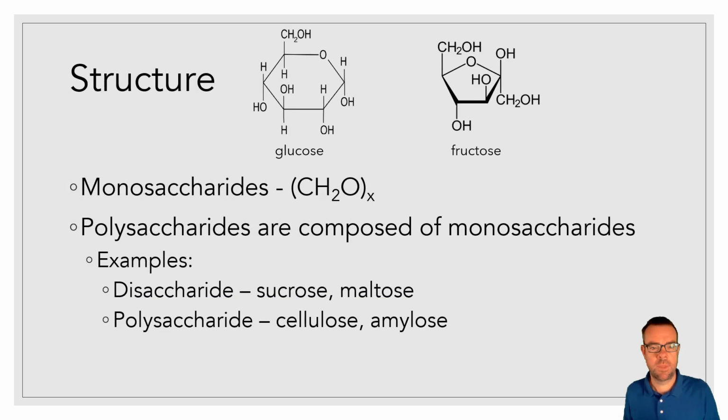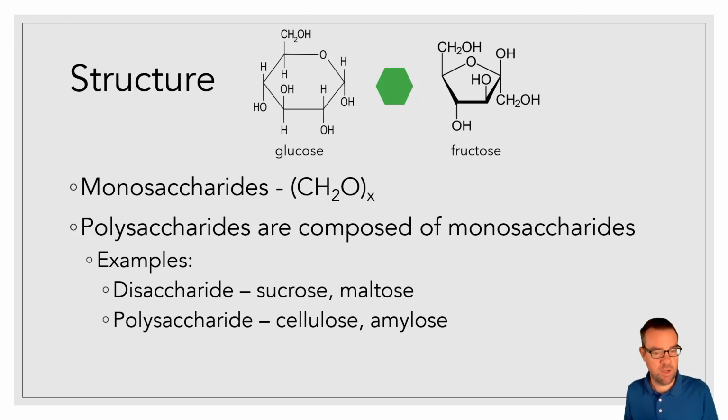The general structure, the stereotypical structure, is this ring structure, although they can occur both as rings and in linear format. But being a lazy biologist, I'm pretty much going to draw my carbohydrates, my monosaccharides, as little hexagons. However, not all of them are hexagons. In the case of fructose, it's actually a pentagon. But the general formula for a monosaccharide is CH2O to the X. So in this case, if you're talking about glucose, that X would be 6. It'd be C6H12O6. Probably remember that from freshman biology.